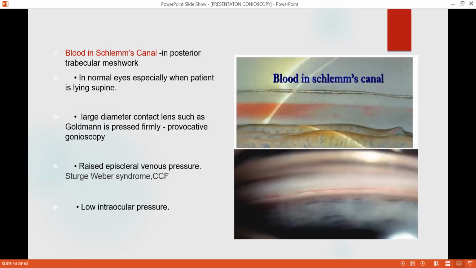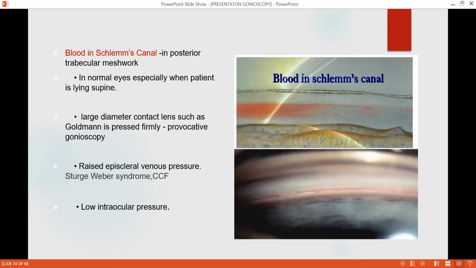Sometimes you may see blood in the Schlemm's canal, which lies just posterior to the posterior trabecular meshwork. It can be seen in normal eyes if you are performing gonioscopy in a lying or supine position. If you are giving undue pressure with the Goldmann 3-mirror or any Goldmann lens, it can hamper the drainage, and that's why you can see the blood in the Schlemm's canal. That is called provocative gonioscopy. It is used to localize the Schlemm's canal in surgeries where we put a shunt in Schlemm's canal. So to identify and locate the Schlemm's canal, this technique of provocative gonioscopy is done.